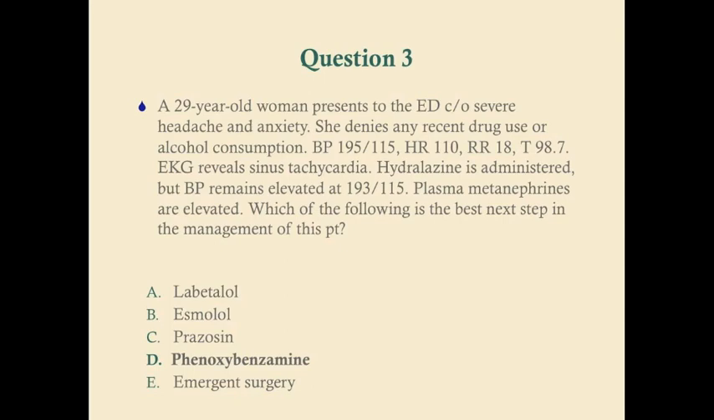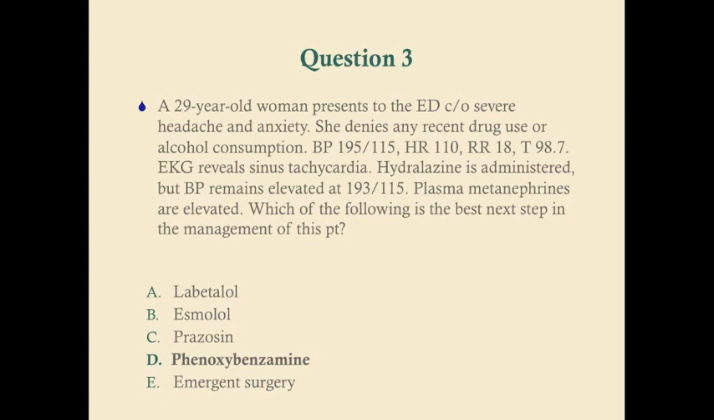As far as what kind of alpha blocker we want to use, an alpha blocker is better than a beta blocker. However, a non-selective alpha blocker would be the best. Prazosin is a selective alpha-1 blocker, and phenoxybenzamine is a non-selective alpha blocker. So phenoxybenzamine or phentolamine, those are both good choices for pheochromocytoma.